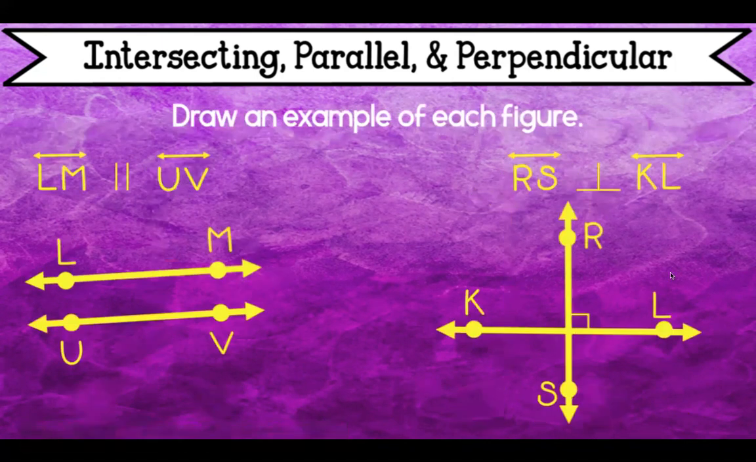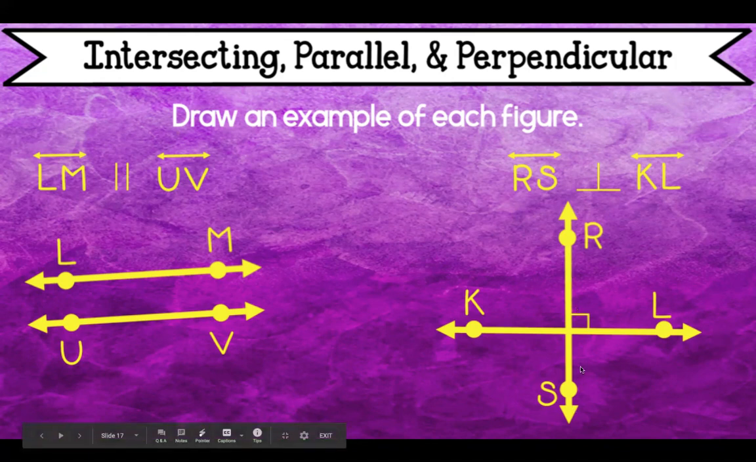here are some more examples. We have line LM and line UV. They are parallel. Okay, we have line RS and line KL. They are perpendicular. They make this nice square box shape right here, the plus sign. Okay.